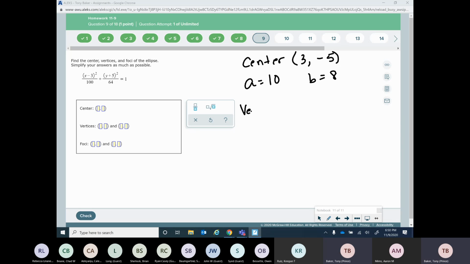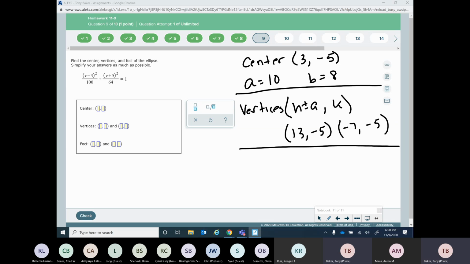Now, to find my vertices, I'm adding and subtracting 10 from my x. So it's h plus or minus a, k. That's the formula for it. So 3 plus 10 is 13, -5. 3 minus 10 is -7, -5. So there's my vertices.